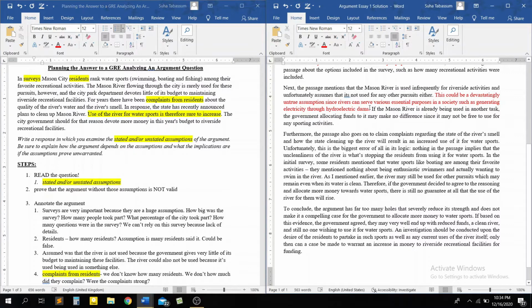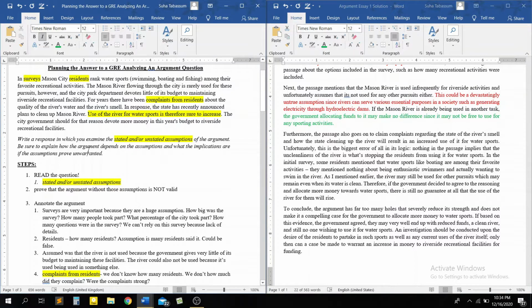And look what I did after adding the example. I said that if the Mason River is already being used for another task, the government allocating funds could make no difference to whether the river is used for any sporting activities. I'm going to mark that in green.